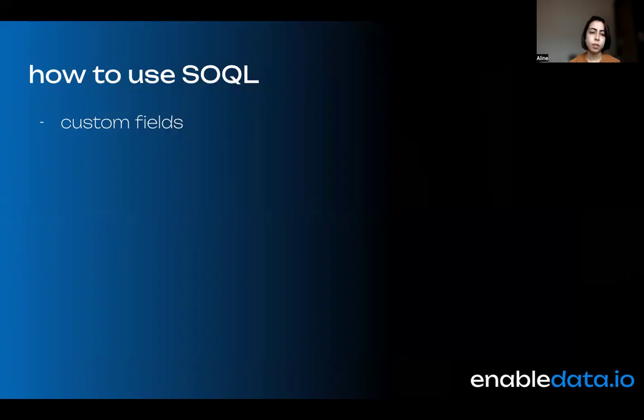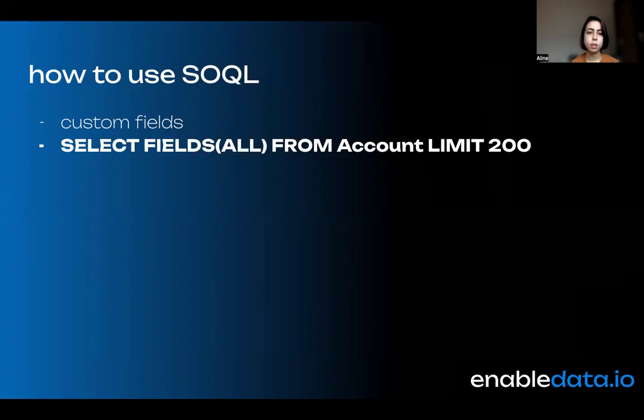And there are some tricky things in SOQL because custom fields are a bit trickier. They have a lot of limitations around that with the tool. If you want to query, for example, all of the fields, like fields all, you have to limit to 200 rows, which is a bit of a pain.